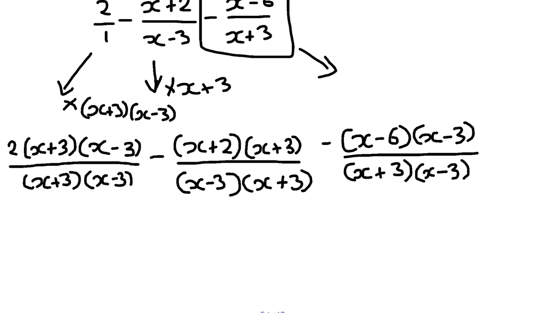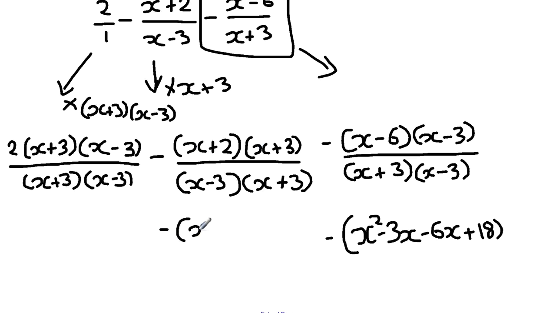At this point, I'm just going to expand the brackets. So we have x times x, which is x squared. We have x times negative 3, which is minus 3x. Minus 6 times x, which is minus 6x. Minus 6 times negative 3, which is plus 18, close brackets, minus over here. We have x times x, which again is x squared. X times 3, which is 3x. Two times x, which is 2x. And 2 times 3, which is 6. Close bracket.